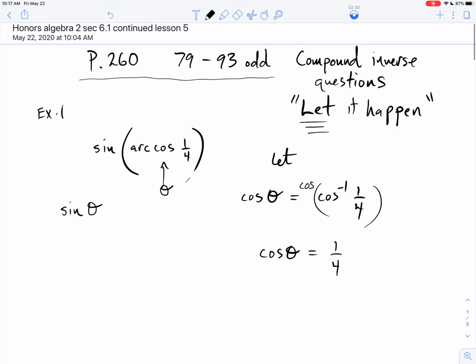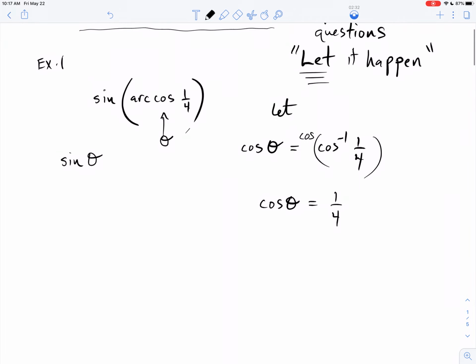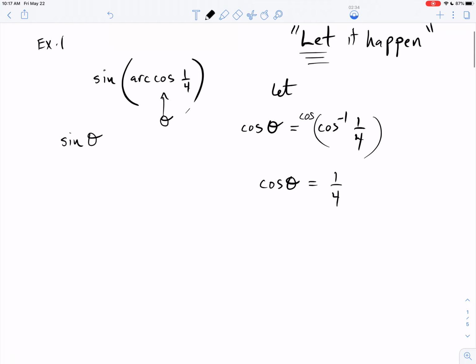So if I'm evaluating a cosine inverse function, I'm going to draw myself a triangle. In quadrant, which one, 1 or 2? Which one do I use for cosine? I use 1 because it's positive. So I'm drawing myself a reference triangle. I'm going to call this thing theta, and I'm going to say cosine of theta equals 1/4.